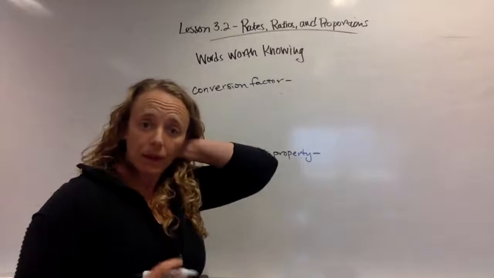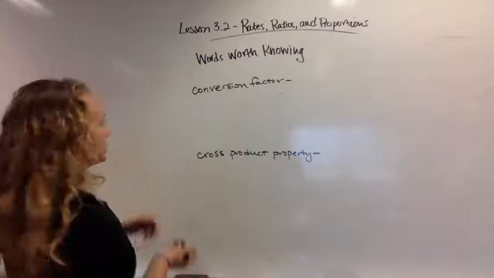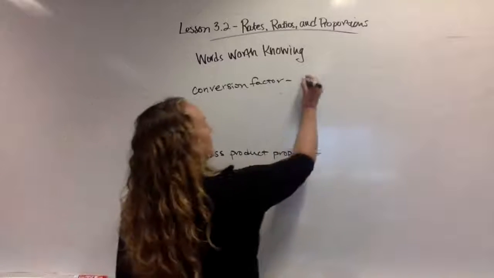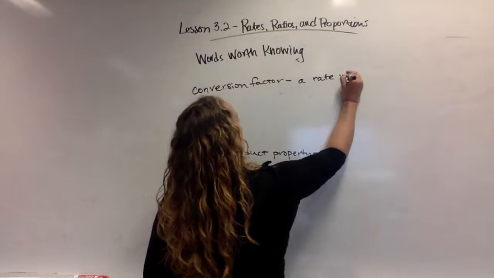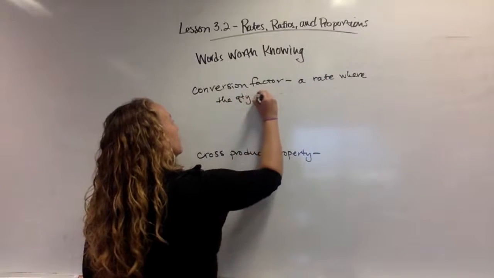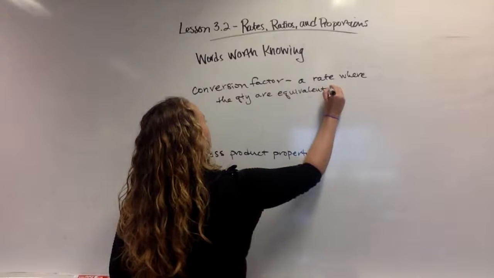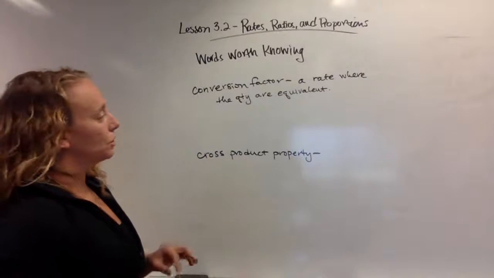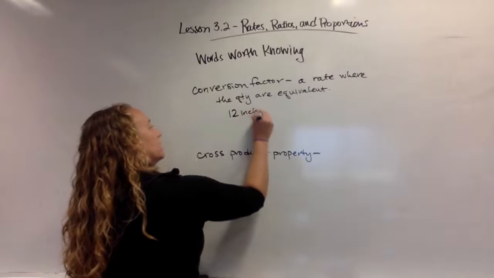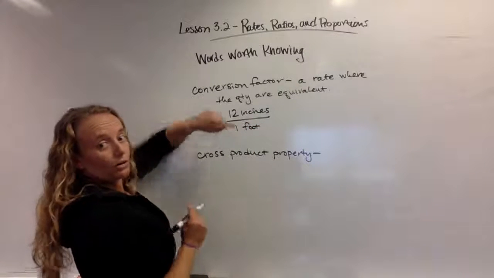Conversion factor. This is a special ratio that in and of itself has two different quantities that are equal to each other. So it's a rate where the quantities are equivalent. I like that word, a nice word for saying equal. So the 2 quantities are equivalent. An example of this would be 12 inches versus 1 foot. 12 inches and 1 foot are equal.